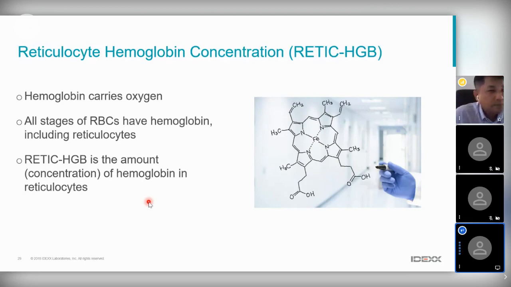So reticulocyte hemoglobin not just tells us about the hemoglobin concentration in the retics, it tells us about the iron availability, iron deficiency in the body also. It is a very sensitive indicator of iron availability. Reticulocyte hemoglobin increases or decreases dependent upon iron availability or deficiency in the body as well.